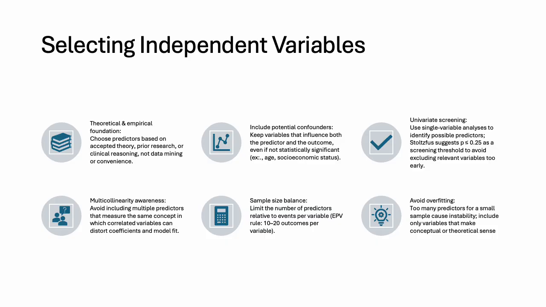It's also key to watch for multicollinearity, meaning variables shouldn't overlap too much, something like weight and BMI, since those can distort coefficients. Finally, we want to keep the sample size balanced using the 10 to 20 events per variable rule and avoid overfitting by keeping the model simple and conceptually focused. A smaller, well-adjusted model usually performs better and generalizes more reliably.